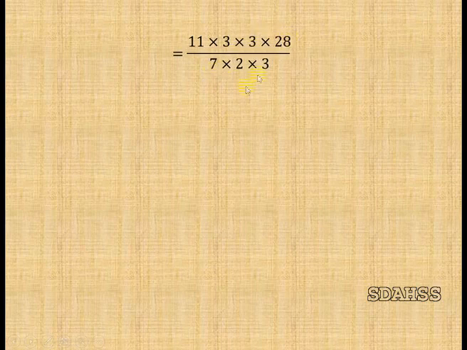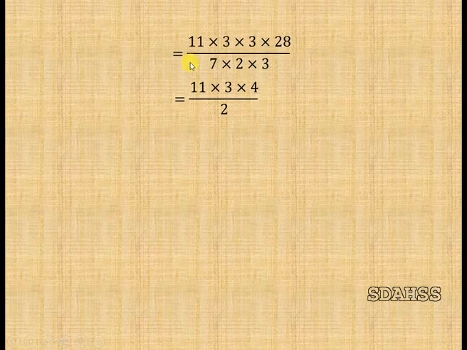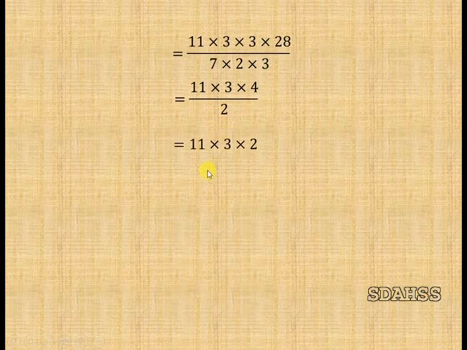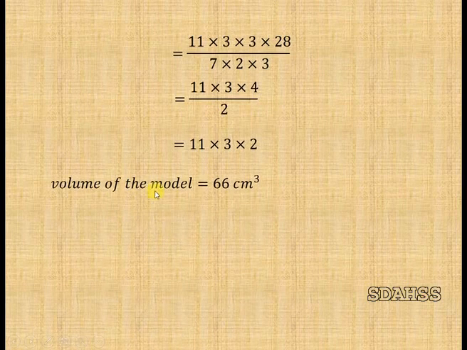So you have 4 times, cancel 3 and 3. So remaining here you have 11 into 3 into 4 divided by 2. Again you have to cancel by 2. So then you will get 11 into 3 into 2. So the volume of the model is 11 into 3 is 33, 33 into 2 is 66 centimeter cube.